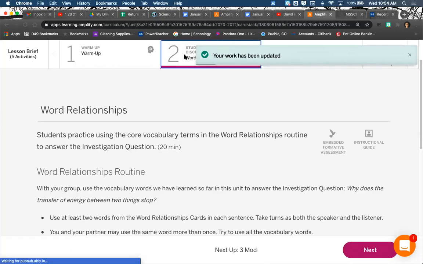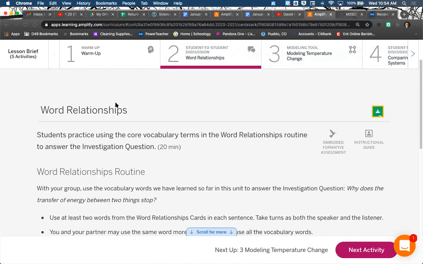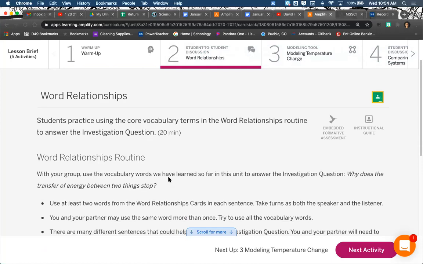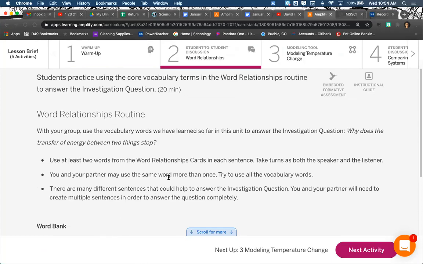Now, word relationships. This is where we split up into partners. Hi, partner, you're one of my partners. I'm going to take a turn with you. At first, you'll listen to me, and then I'll talk. And then we'll switch that around, and you'll listen to me, and I'll talk. Okay, so we're going to use some of the words from the word relationship cards, which are right below here in this word bank. We may use the same word more than once, but we want to use all of these words.